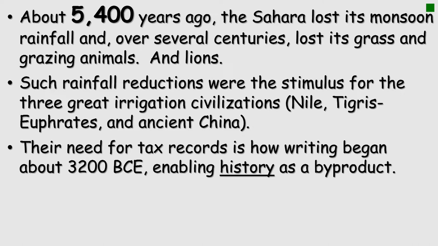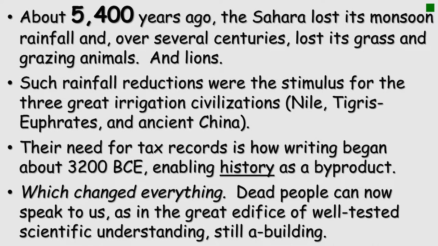So the great irrigation civilizations developed then, and they had a need for taxes to do all this, and an administrative core for it. They needed tax collectors and tax receipts so that people could show they'd already paid the correct number of bushels of wheat or sheep. And the need for tax records is how writing began, about 3200 BCE. And that enabled history to occur. And that changed everything. Dead people can now speak to us, as in the great edifice of well-tested scientific understanding still building.